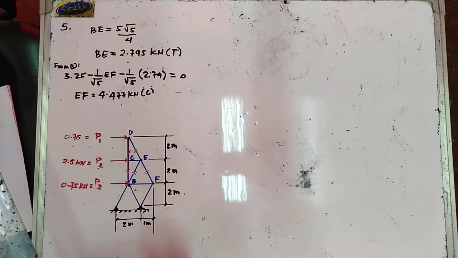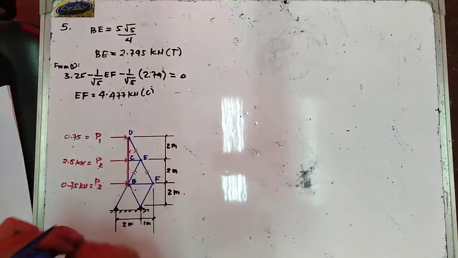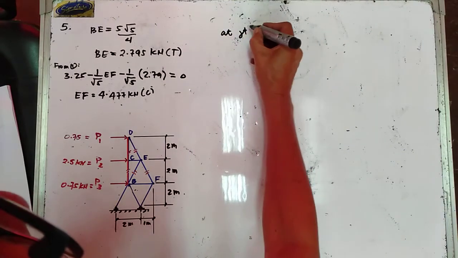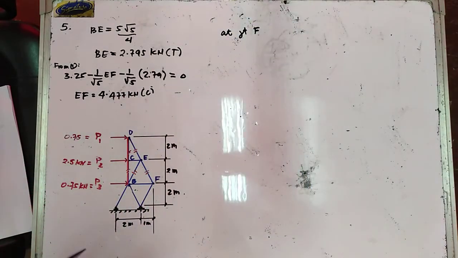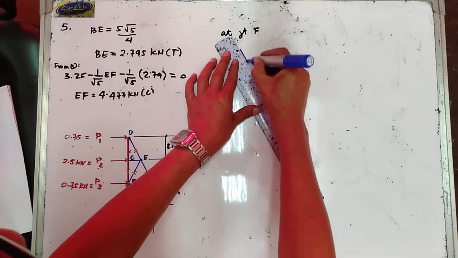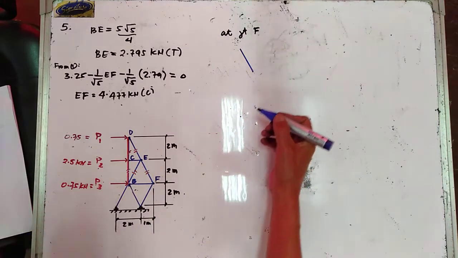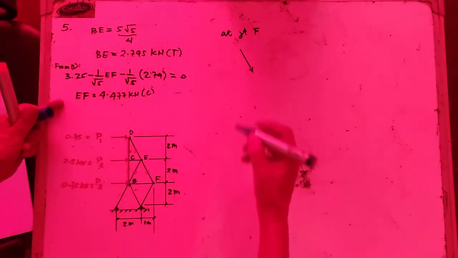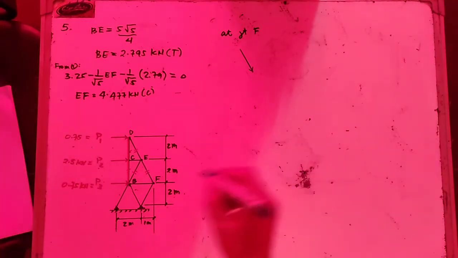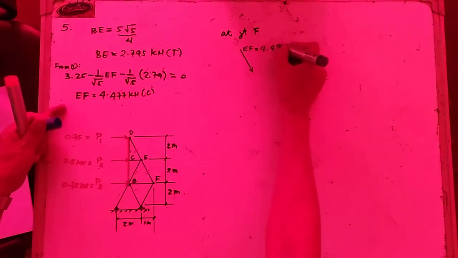So let us proceed at joint F. So we have your EF, and your EF is in compression. EF is equal to 4.477.